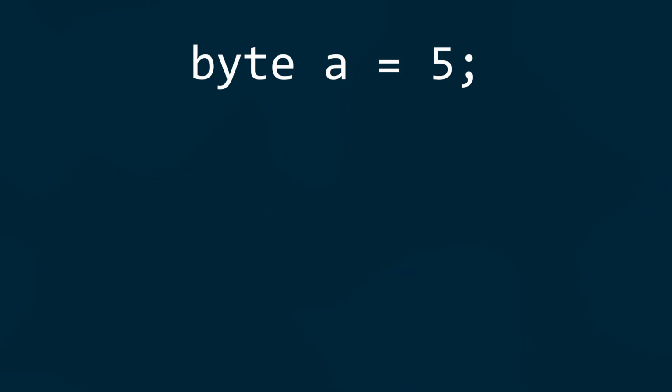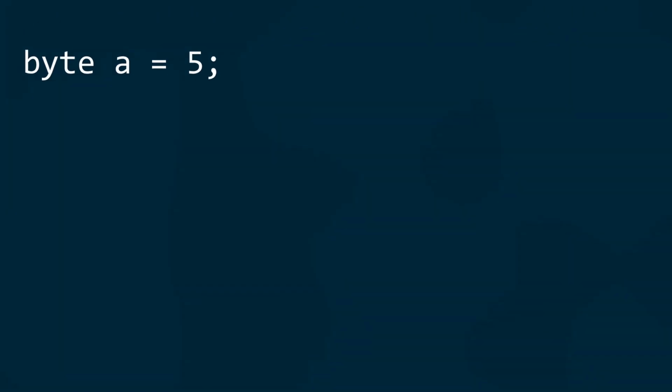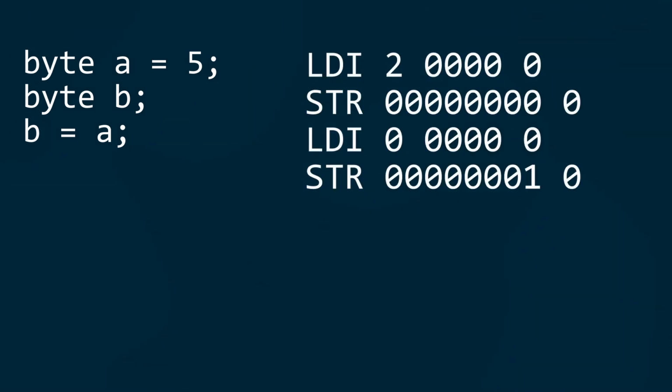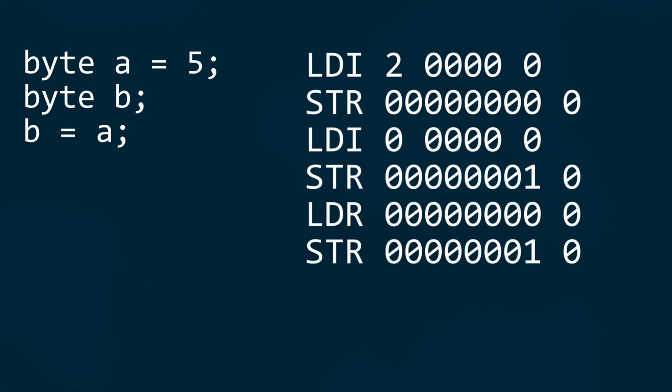Now, let's say we want to assign a variable to another. For example, byte A equals B. Our code could look something like this. We can translate the first two lines as we did before, except when the user does not define a value, we will default that to 0. Now to assign B to A, we will move the values back from RAM addresses to the registers. We can use a new instruction called load register, represented as LDR. We will load B into the register, then store it into the same address as A. And that's it. We have stored a value from one variable to the other.